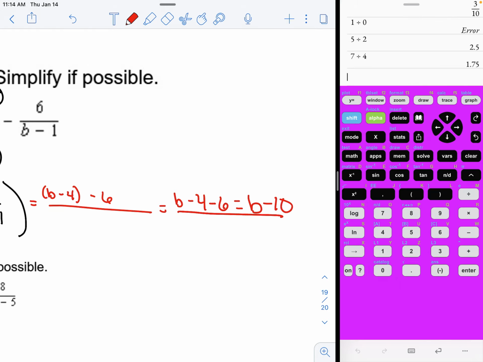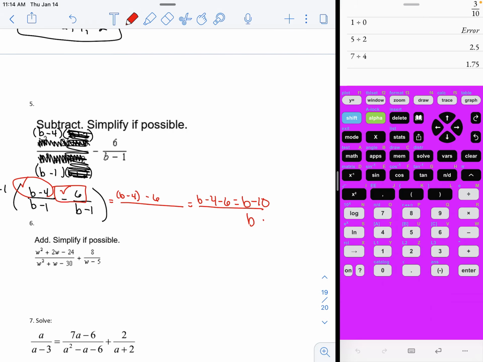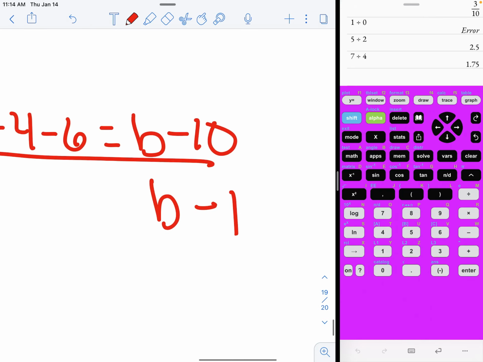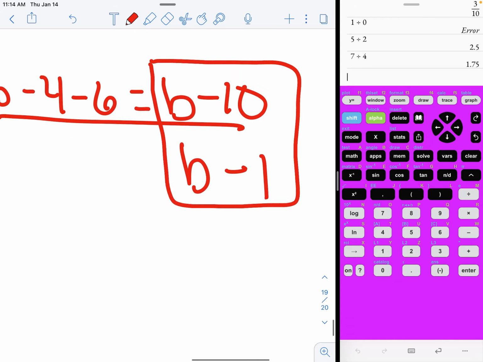Now I'm going to go ahead and throw my common denominator, which was way out front, b minus 1, put that here. Please do not think that the b's cancel out. That is all done. So this time an expression is your answer when you divide.